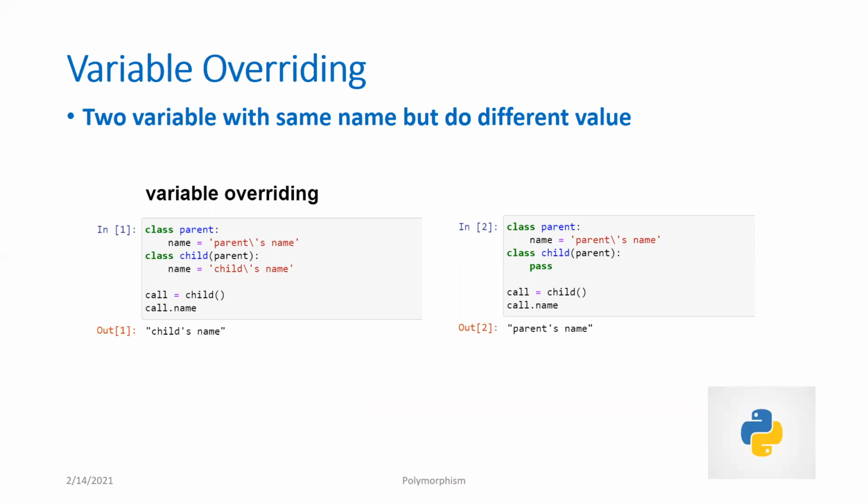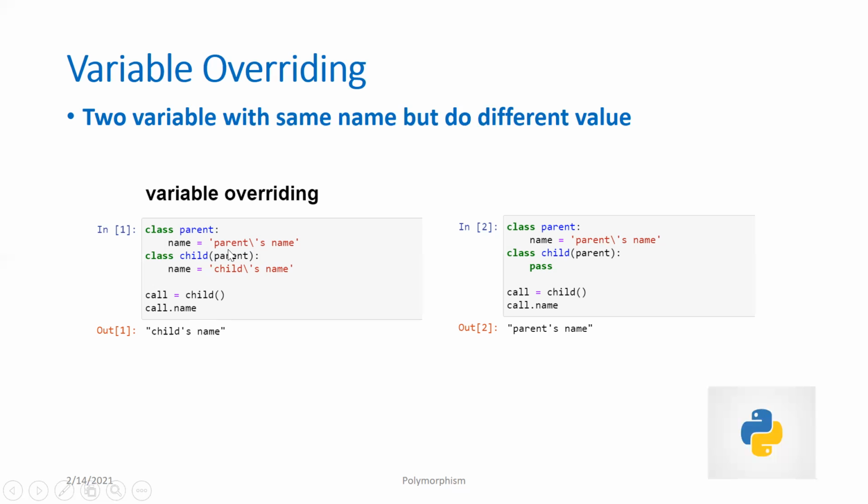So what is variable overriding? When we see two variables with the same name, but they provide different values. So here in the screen that you are watching, at the left, we created a parent class, and inside the parent class we just declare a variable, or we can say an attribute, that is name equal to, and I just put a string here which is parent's name.